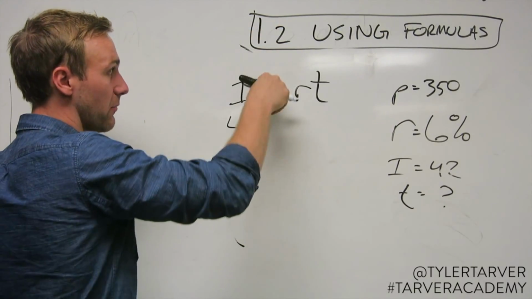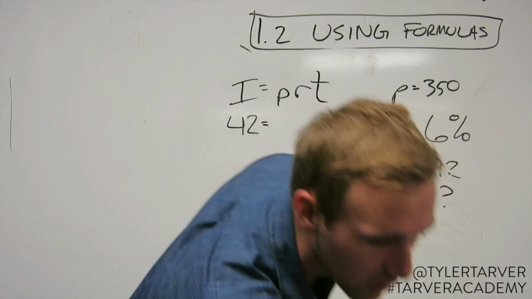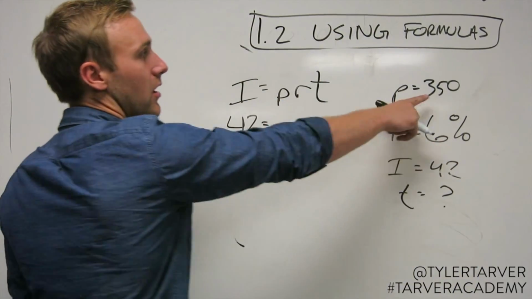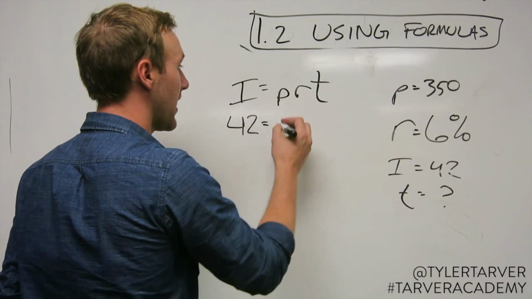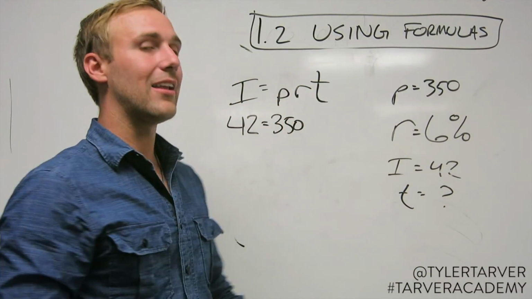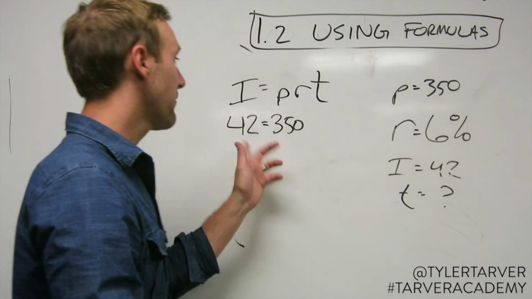Bring everything straight down. Bring down your equal sign. Bring down everything. That's how you do math. Principal, 350 bucks. Let's say I have 350 bucks. That's how much I can put into my account. I want to know how long I have to keep 350 bucks in the bank's hands before they're going to give me 42 bucks for it.